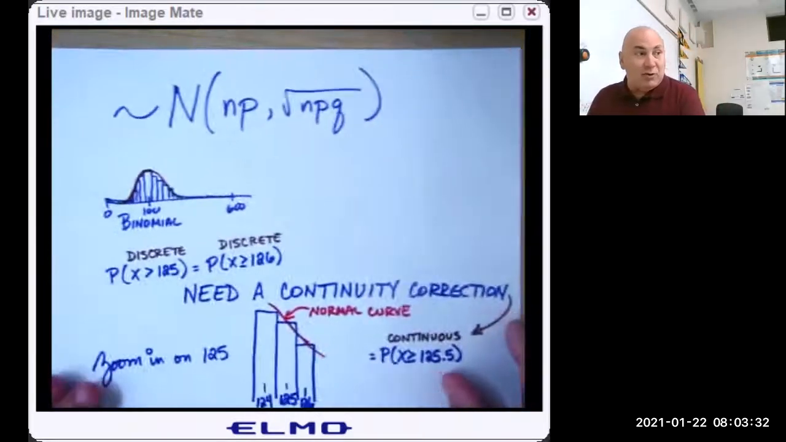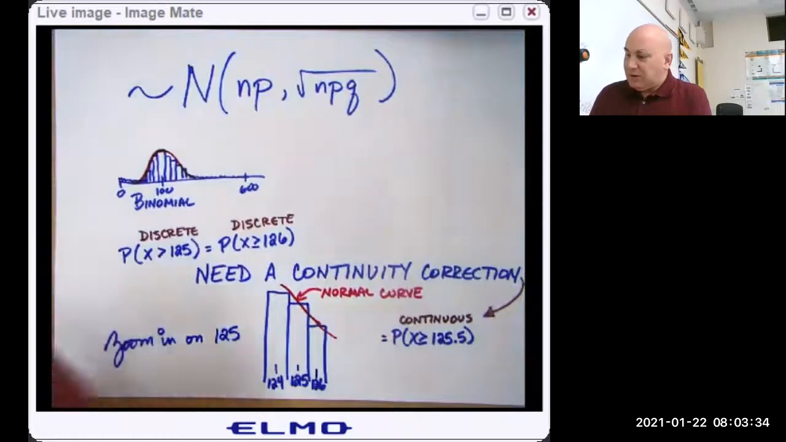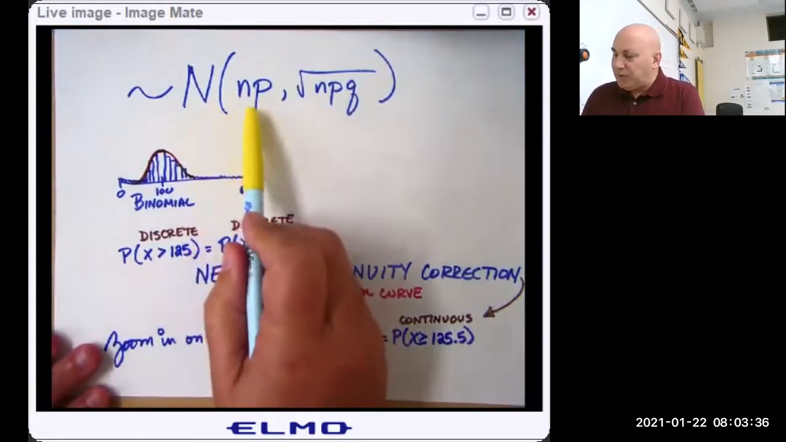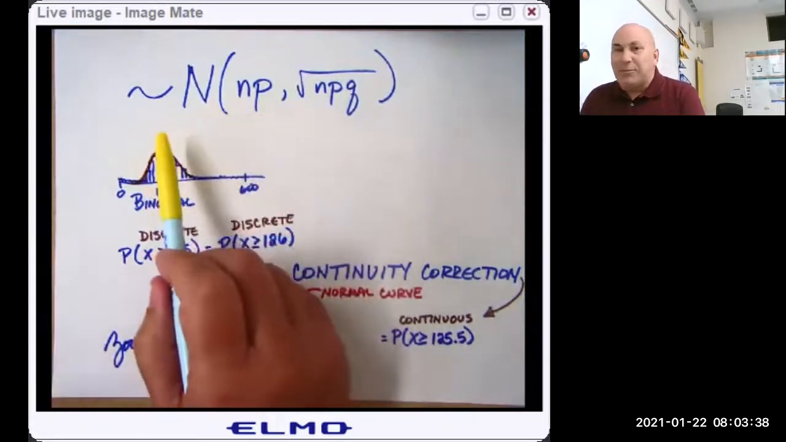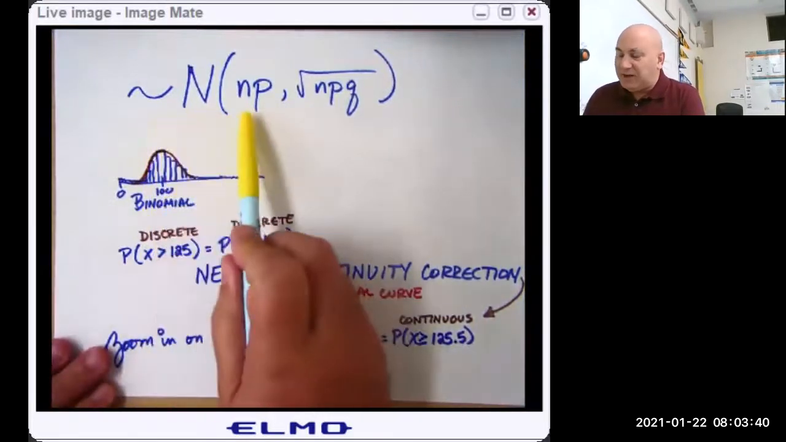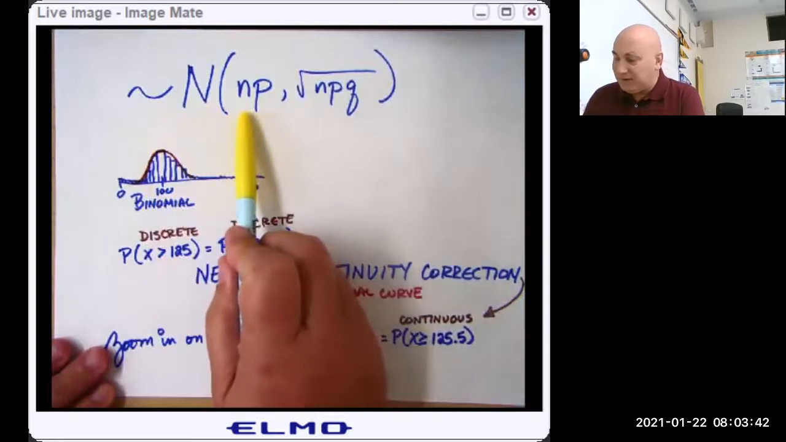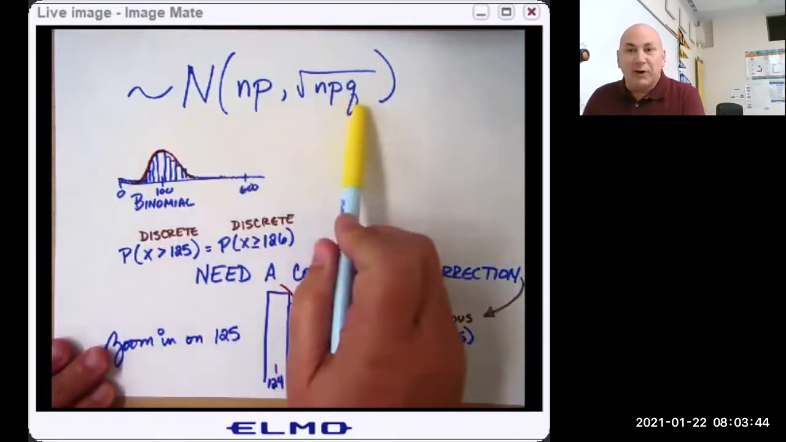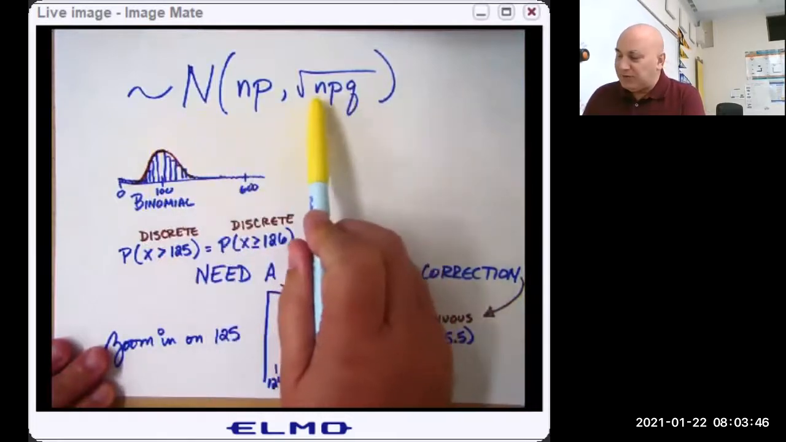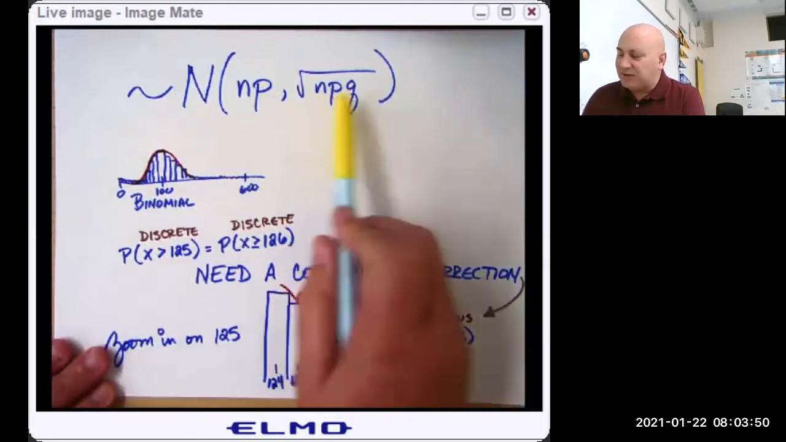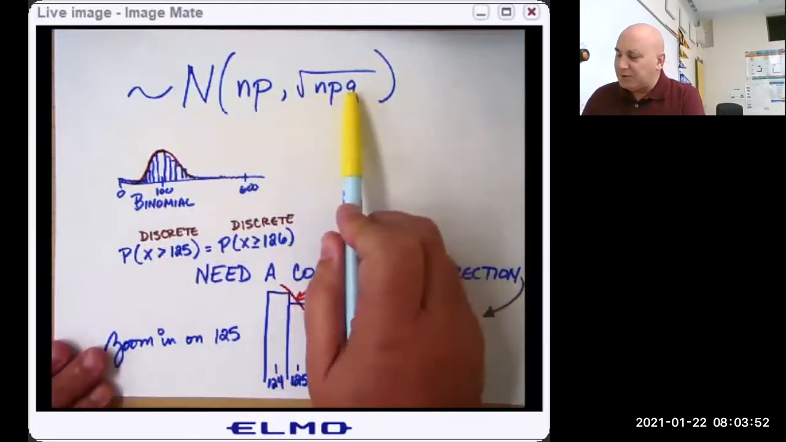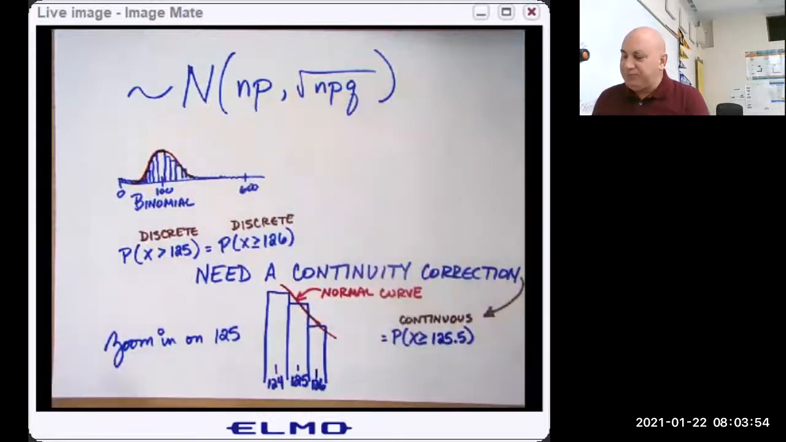And remember, our distribution will be approximately normal with a mean of np, that's our mean, and our standard deviation of the square root of npq. So this is the number of trials, probability of success, probability of failure, multiply them all together and take the square root.